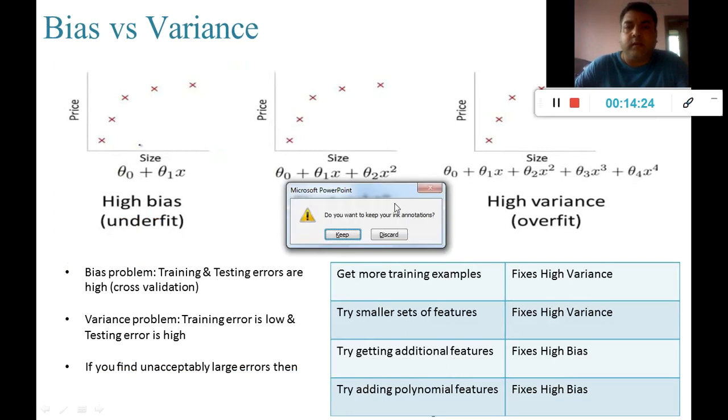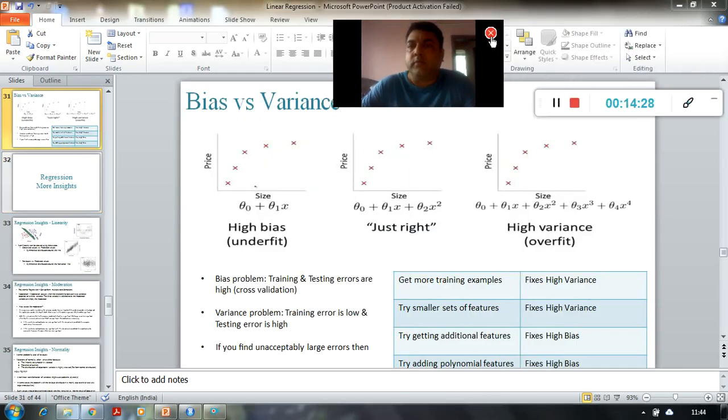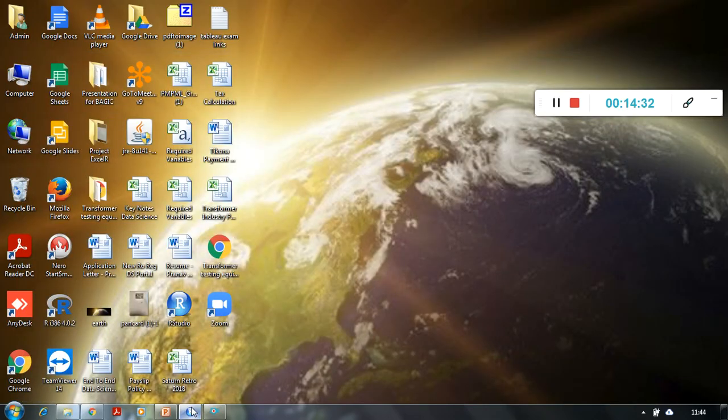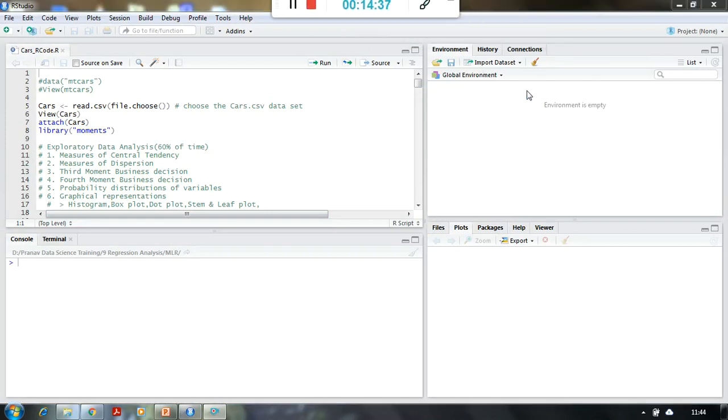Let me open the R tool, and now I'm going to close down my video because some visual appearances which are required to appear here as far as this global environment is concerned will be blocked. So I have closed down my web camera.